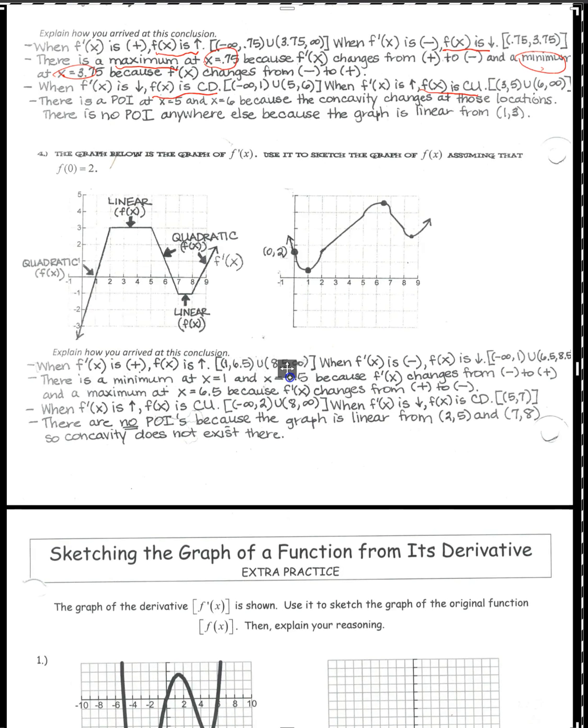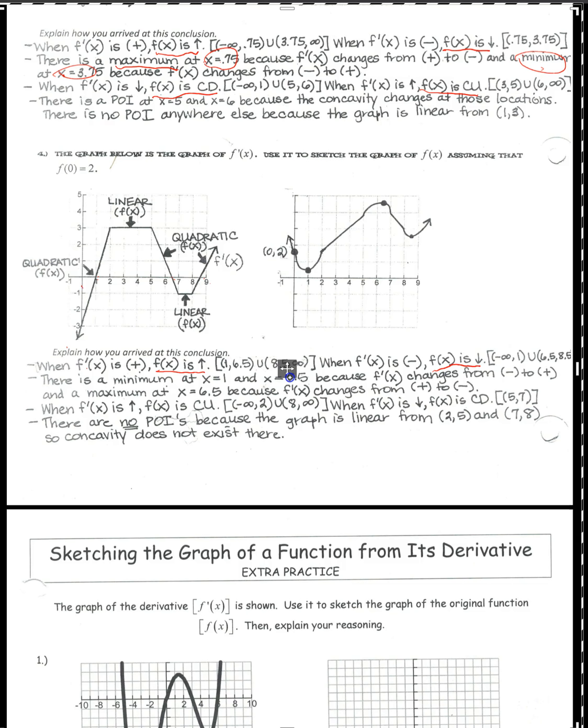Okay, let's take a look at number 4. So on number 4, the derivative is positive between 1 and 6.5, and then from 8 to infinity. So that's where f of x will be increasing. The derivative is negative from negative infinity to 1, and from 6.5 to 8.5. So that's where the function will be decreasing.